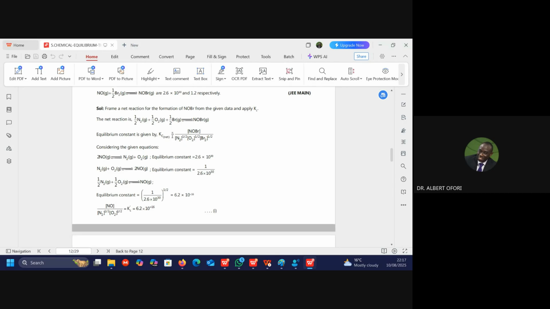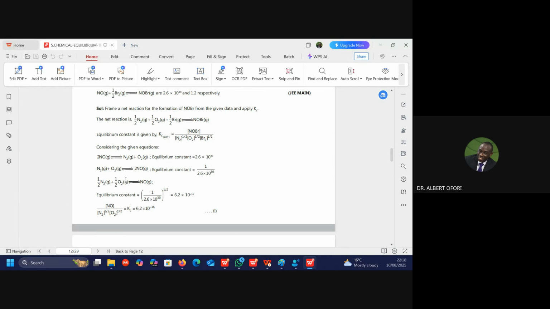This is just trying to prove why we are saying that if you add two equations, the new KC becomes the multiplication of them. So it gives you the net KC for this equation. That's not our interest. But if you consider equation 1, this was a KC value, and in this overall reaction this equation must be reversed. So when we reverse it, the new K becomes 1 over 2.6 times 10 to the power 30.